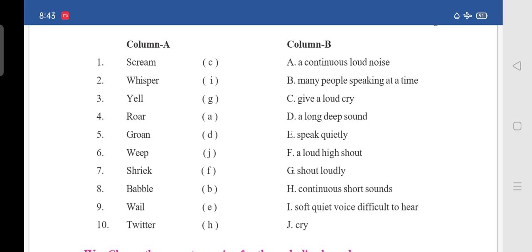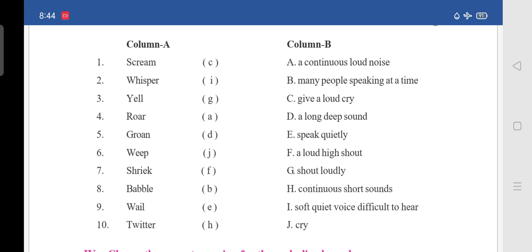What is the meaning of scream? You see here in column B. It is C, give a loud cry. Scream means give a loud cry. So first one is C. Second, whisper. Whisper means soft, quiet voice, difficult to hear. So the second one is I. Third, yell means shout loudly. So the third one is G.